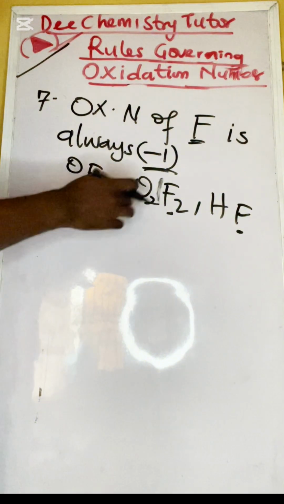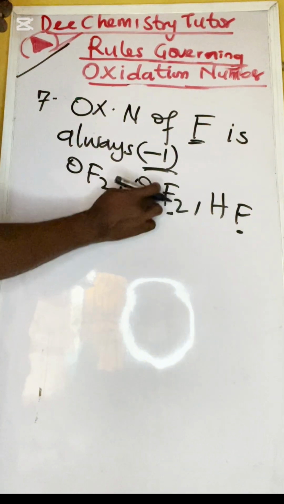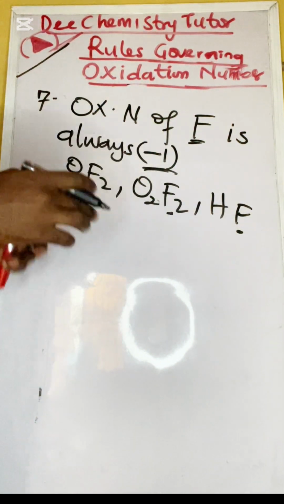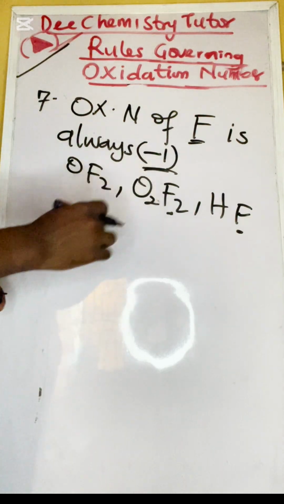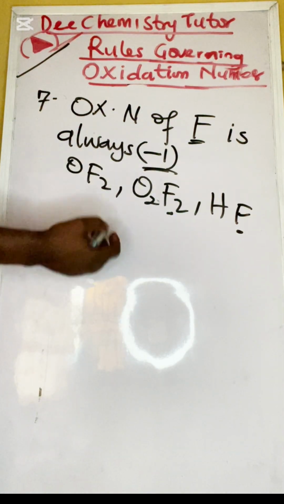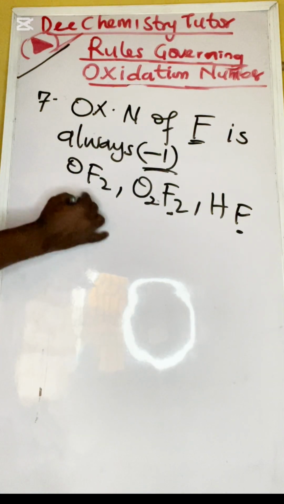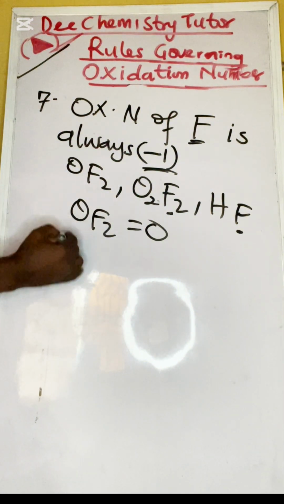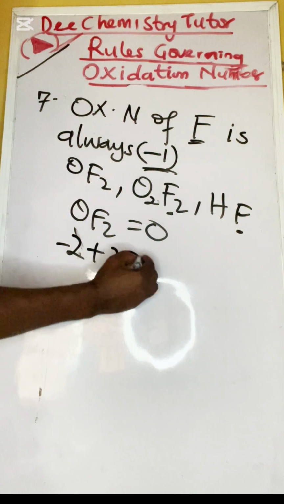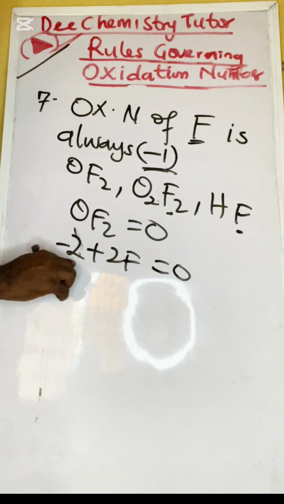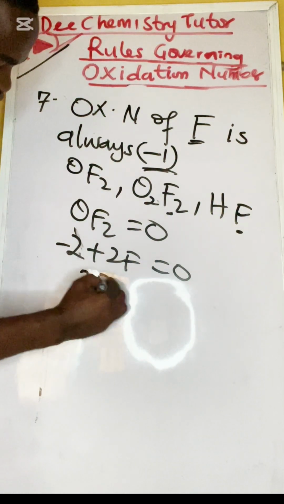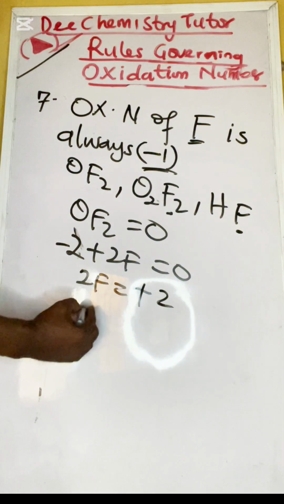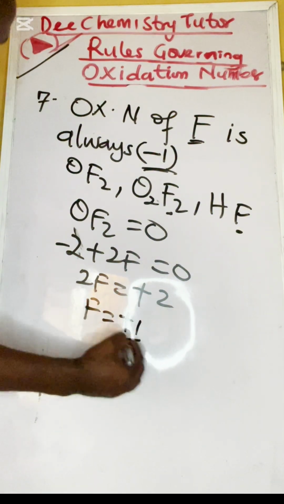Why? Because fluorine is the most electronegative element. So most of the time it always retains that identity of being the most electronegative element. So for instance, if you calculate, let me tell you what you will get. Let's say OF2, everything is 0. Now I'm looking for fluorine. You will put oxygen to be minus 2. Then plus 2F equals 0. Now I need F. So 2F equals plus 2. Then F is what? Plus 1.